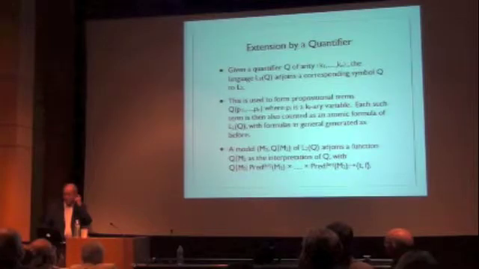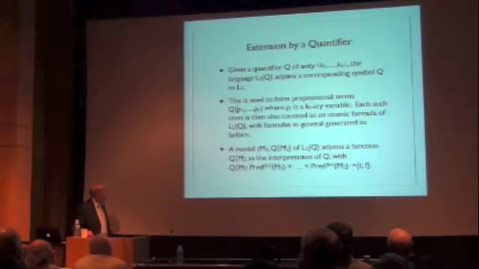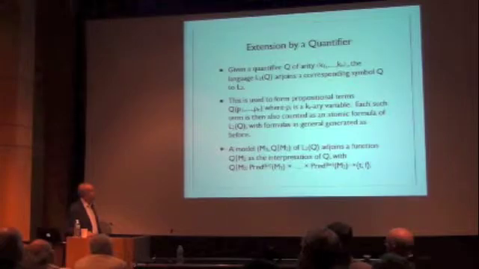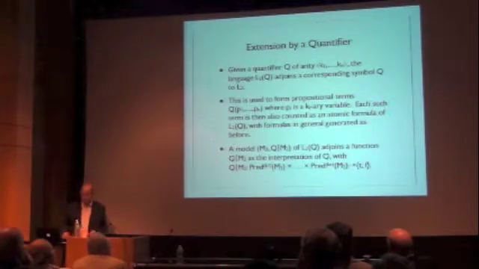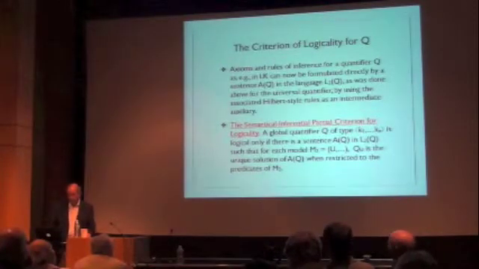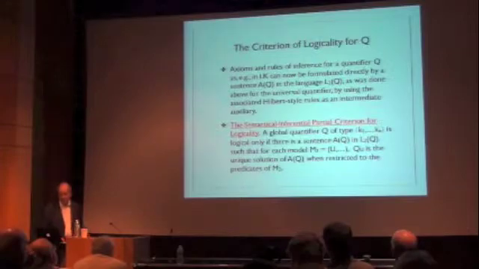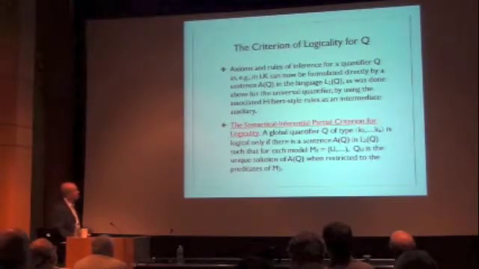Now we can extend this by a quantifier Q, and the language is extended in the obvious way, saying which are the propositional terms, which are the atomic formulas, and how satisfaction is to be determined. So in general now, the criterion for logicality that I'm proposing is to look at a formula, a sentence A of Q in the language, the second order meta language, L2 of Q, a formal meta language, as was done above for the universal quantifier.